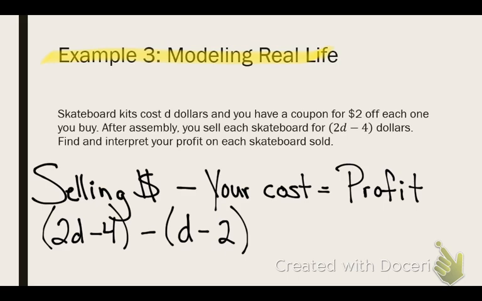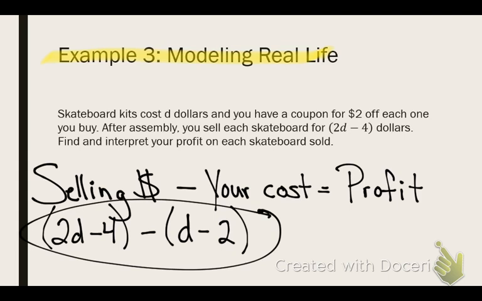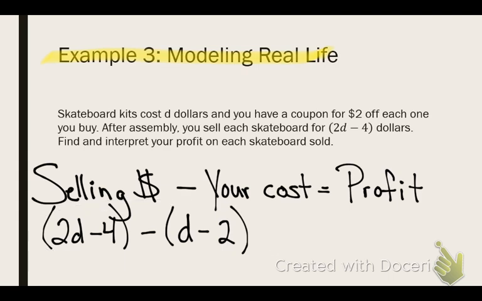All right, so now let's combine like terms here. 2D minus 4 minus D minus 2. Well, you see a subtraction sign there, so remember what happens to your signs. Go ahead and combine like terms. What's 2D minus D? 1D. 1D or just D? It's 1D. Guys, D and 1D are the same thing.